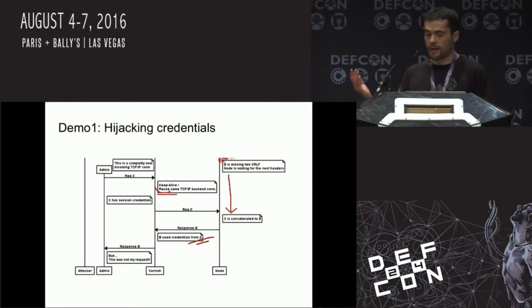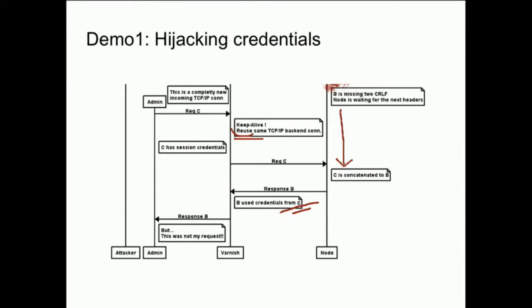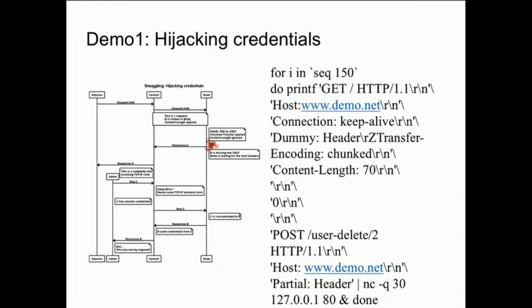Then another user comes with a new request, which is request C. Varnish reuses a couple connection with the backend, so it sends request C, which is appended to the unterminated request, and then you get response B, which was my hidden request. And the user 2 is deleted, only if you do not have CSRF protection on the post request. So this is a way to run this attack.